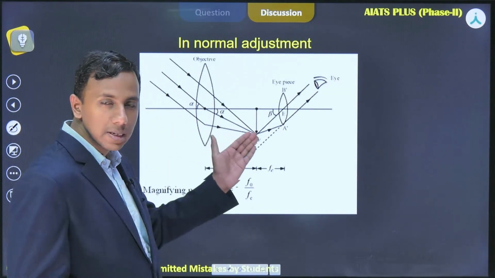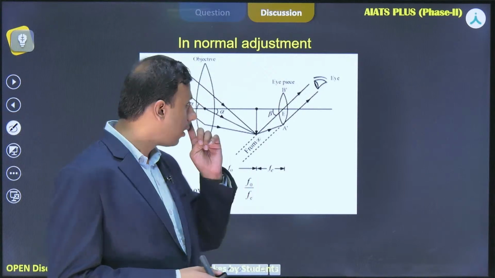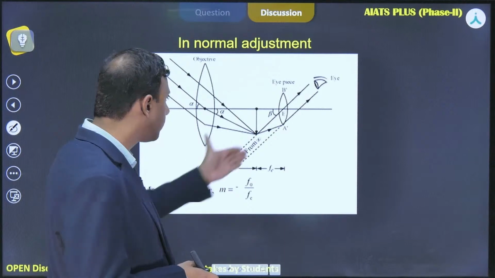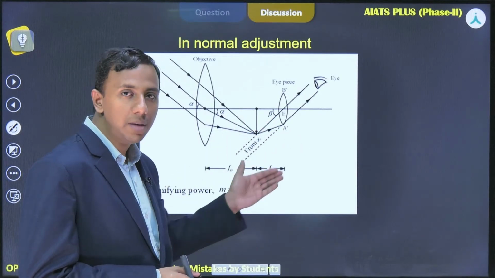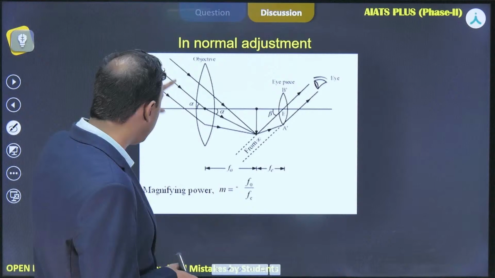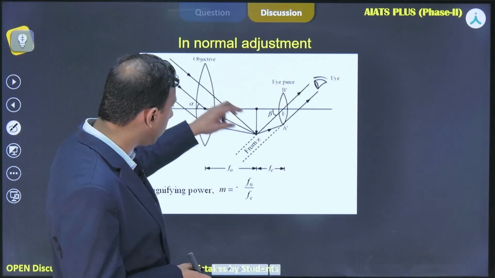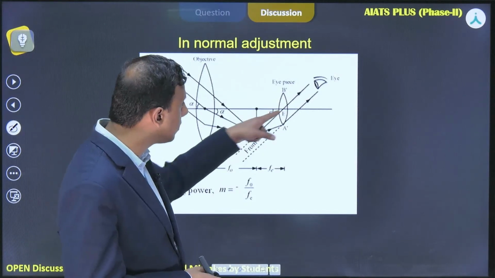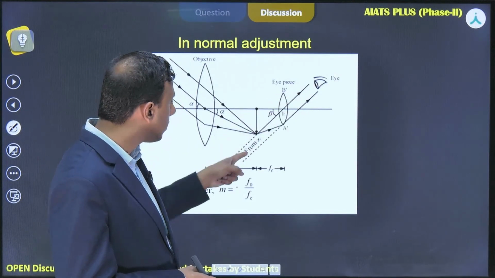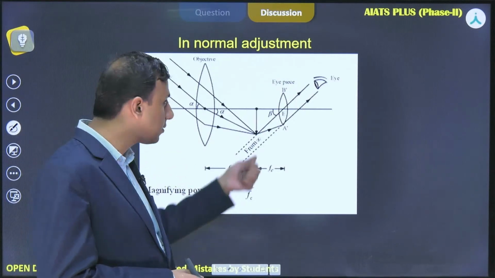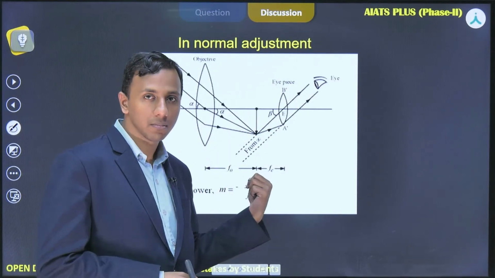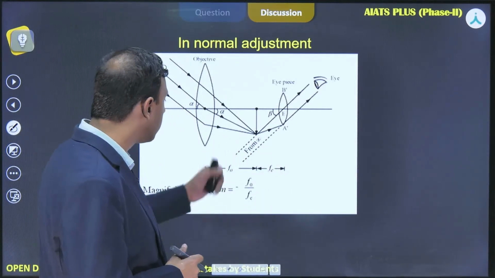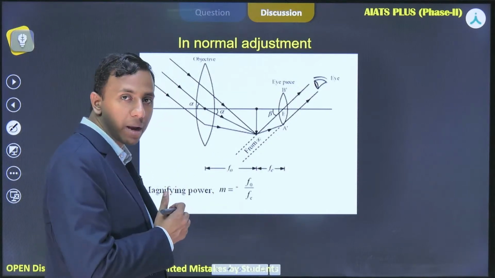See over here, there are two very important diagrams. One is your normal adjustment. Normal adjustment means, see here, the image is formed at infinity. If you see, light rays are entering, here they have converged, and then upon entering this lens, it appears that the light is coming from infinity. That means a virtual image is formed, or we can say the image has been formed at infinity. So in this case, what will be the magnifying power?